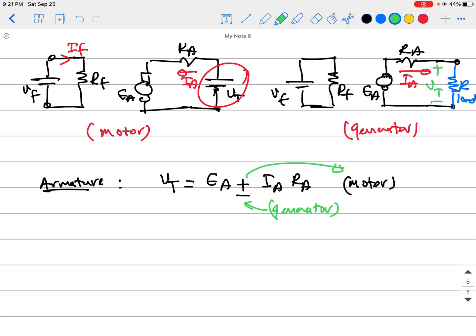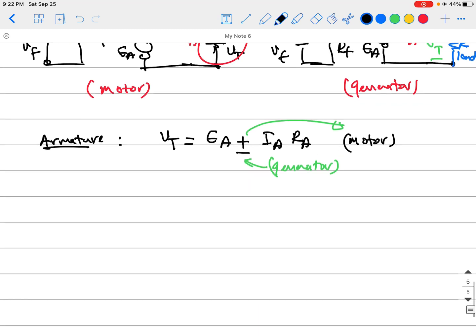So for a motor mode, V terminal equals EA plus IA RA. Like this, V terminal is higher than EA, the induced voltage. For a generator mode, V terminal equals EA minus IA RA. In the generator, you will have the induced voltage higher than the terminal voltage, and that makes sense because the internal voltage has to be higher than the terminal voltage for the current to move out of the generator to the terminals and go into the load. For the field winding, you just have the equation VF equals IF RF from Ohm's law.